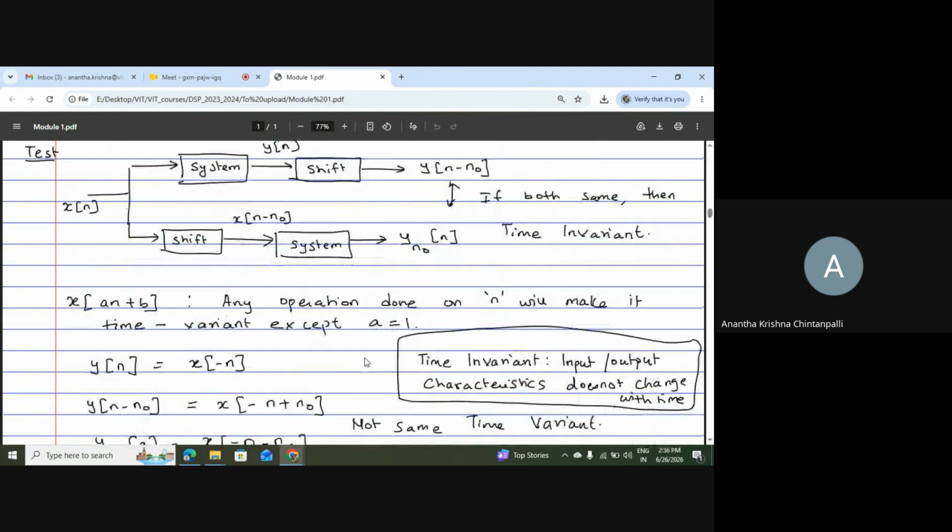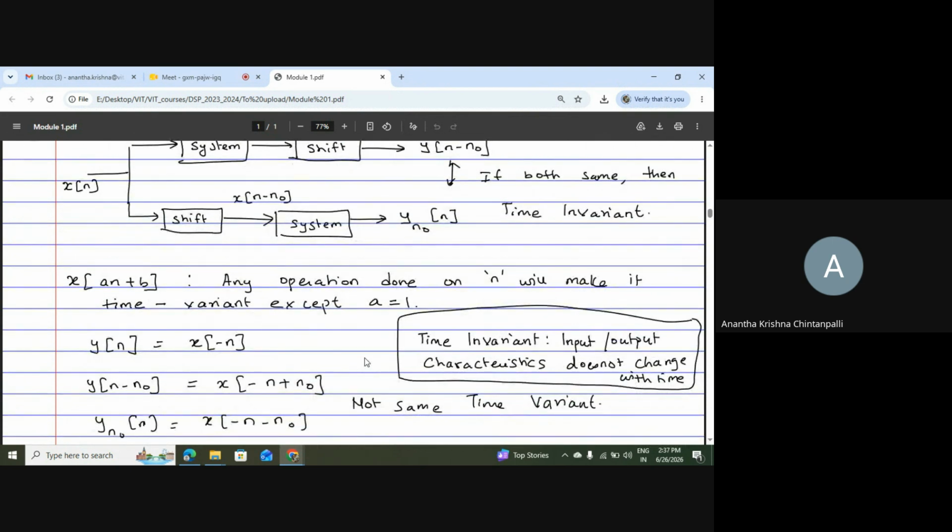So let's look at this scenario. y of n is equal to x of minus n. This is given. The first thing you need to understand is that the input is x of n. What is the system doing? The system is making sure that the signal is time reversed. So first, y of n minus n naught: wherever you see n, replace it by n minus n naught. So this becomes x of minus n plus n naught.